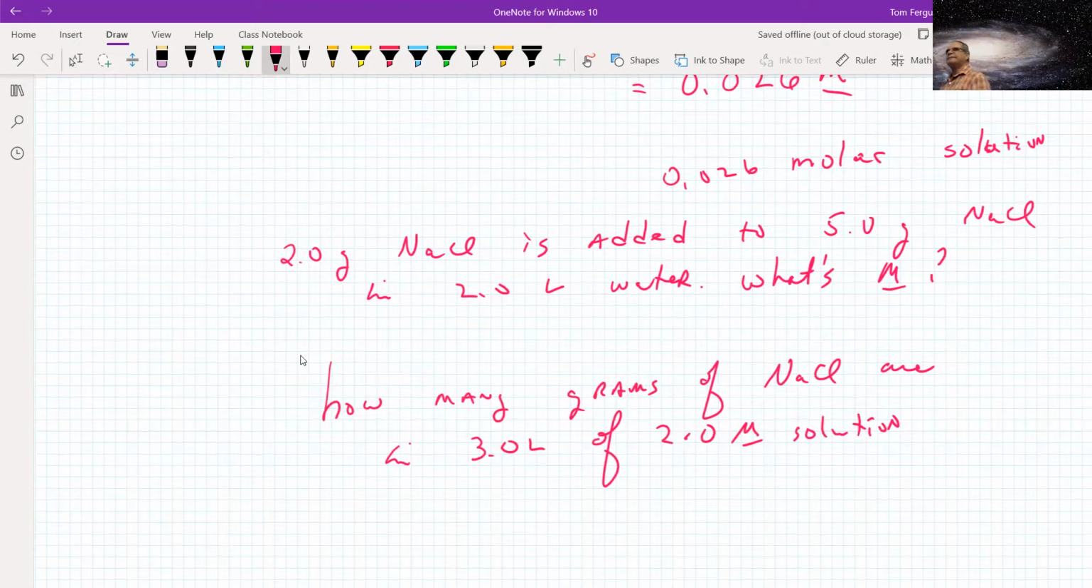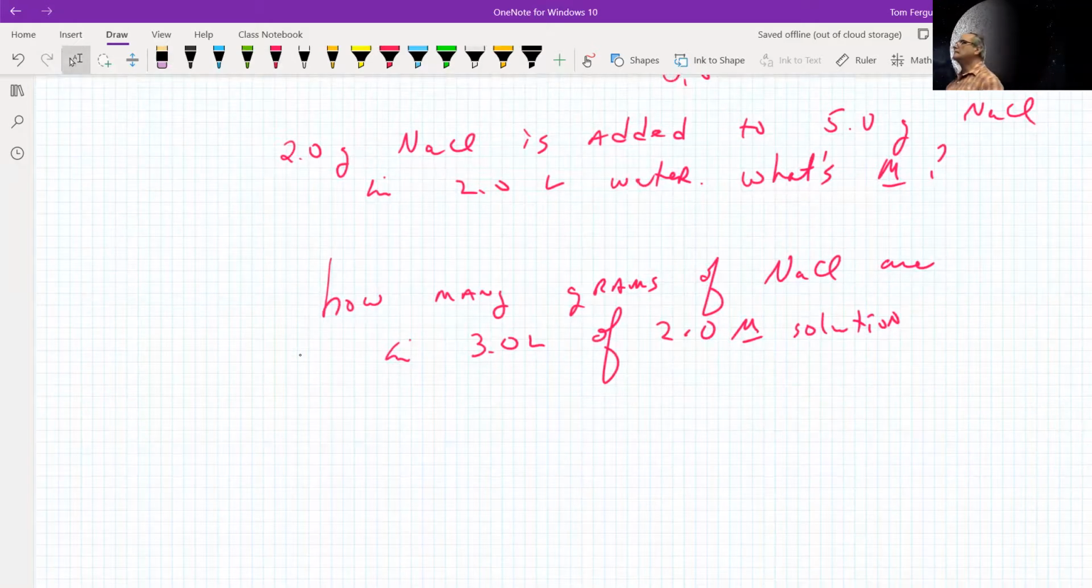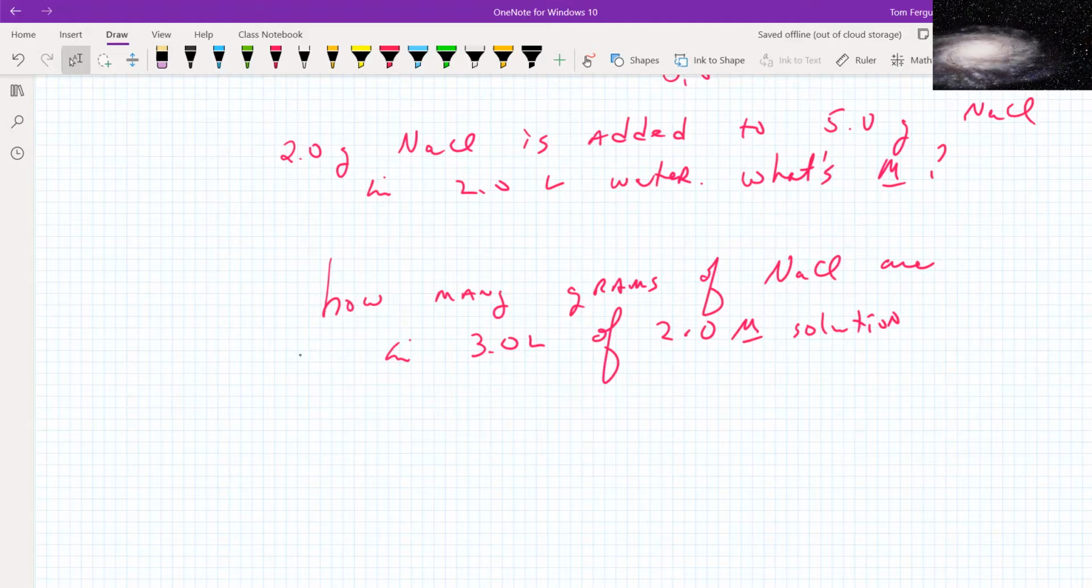Okay, kind of going the opposite way. How many grams of sodium chloride are in 3 liters of 2 molar solution? We need to get to grams, right? What's the best way to do it? Distinguish a relationship. Right. Yeah, let's look at the units.